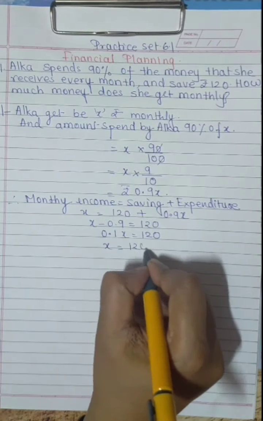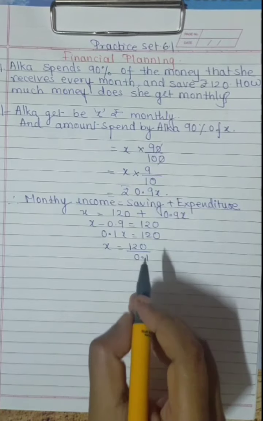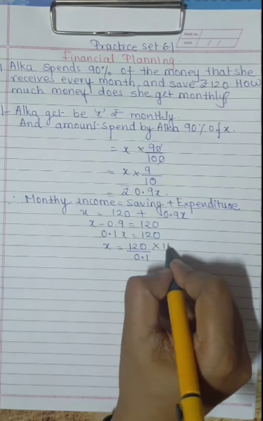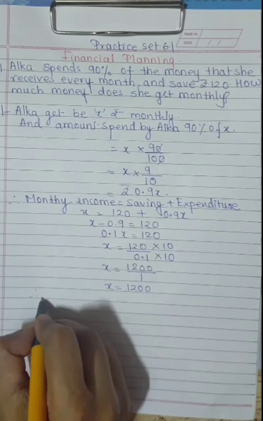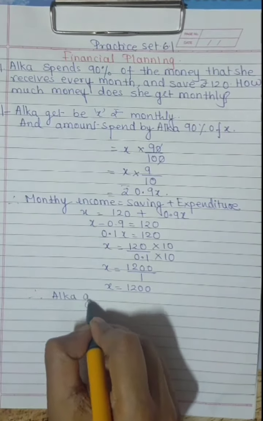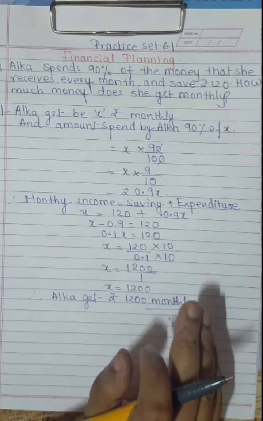We have a decimal in the denominator, so we will multiply numerator and denominator by 10. So X is equal to 1200 upon 1. So X is equal to 1200. Therefore Alka gets rupees 1200 monthly. Her salary is 1200 monthly. So we have solved question number 1.